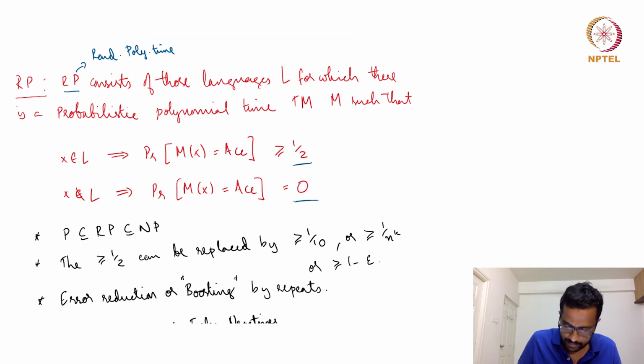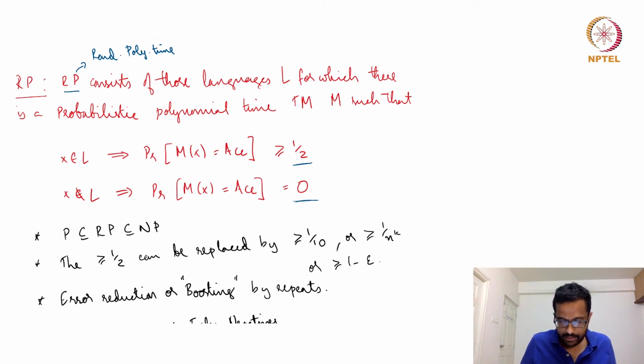So again, we'll see some aspects of this class. The first point is that P is a subset of RP. Anything that has a deterministic polynomial time algorithm is contained in RP. Why? Because you can view the deterministic machine itself as a randomized machine. Whenever x is in the language, it always accepts, so the probability of success is actually 1. Whenever x is not in the language, the probability of success is 0. So any deterministic polynomial time decider can be viewed as an RP decider as well.